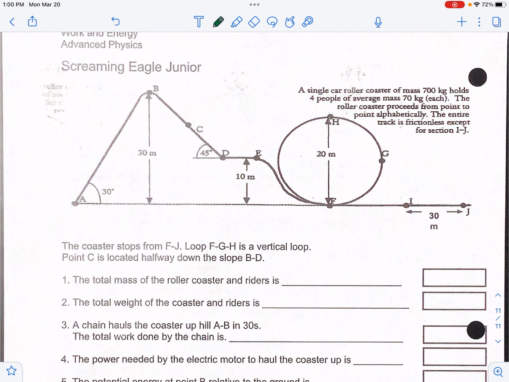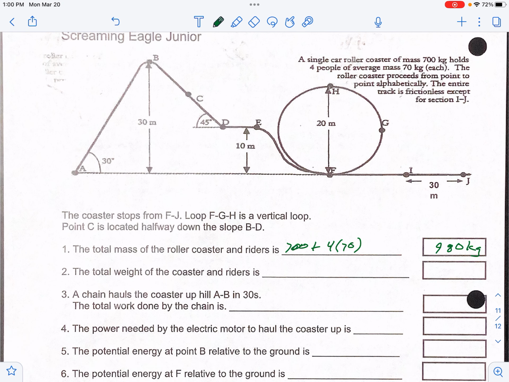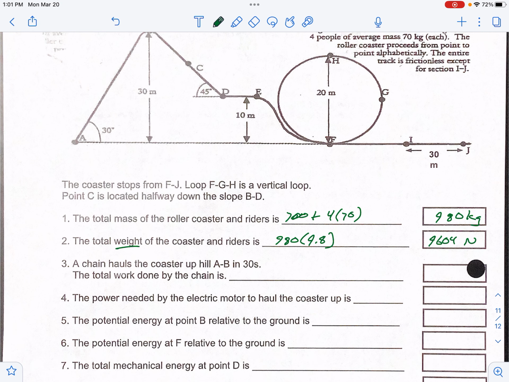The total mass of the roller coaster and its riders: I'm going to take that 700 plus the average of 4 people, so 4 times 70 kilograms, and that's going to come out to be 980 kilograms. Now, weight is just mass times gravity. So the force of weight: I'm going to take that 980 and multiply it by 9.8. That gives me 9,604 newtons of weight.